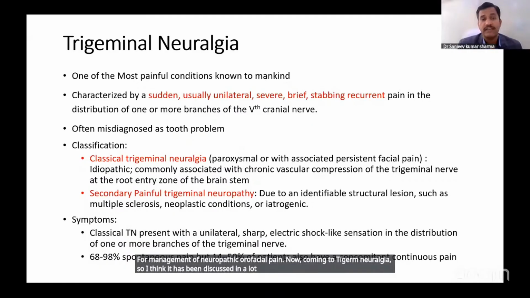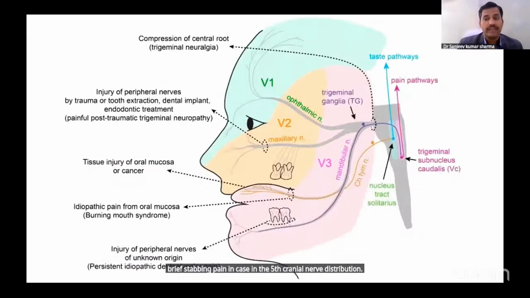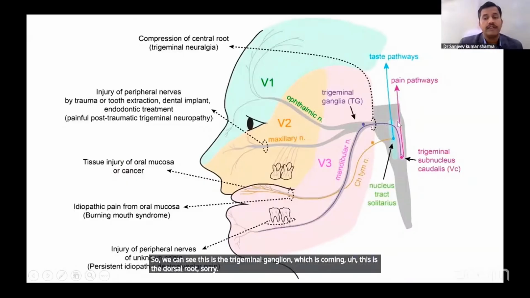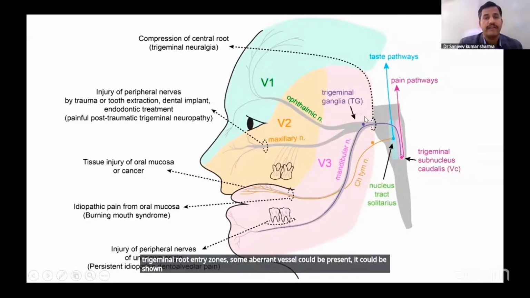Trigeminal neuralgia is one of the most painful conditions known to mankind. I see a lot of trigeminal neuralgia cases. They are very painful conditions. They have very sudden, unilateral, severe, brief stabbing pain in the fifth cranial nerve distribution. So we can see this is the trigeminal ganglion. This is the dorsal root, the trigeminal root entry zone. Some aberrant vessel could be present. It could be shown in the MRI findings also.